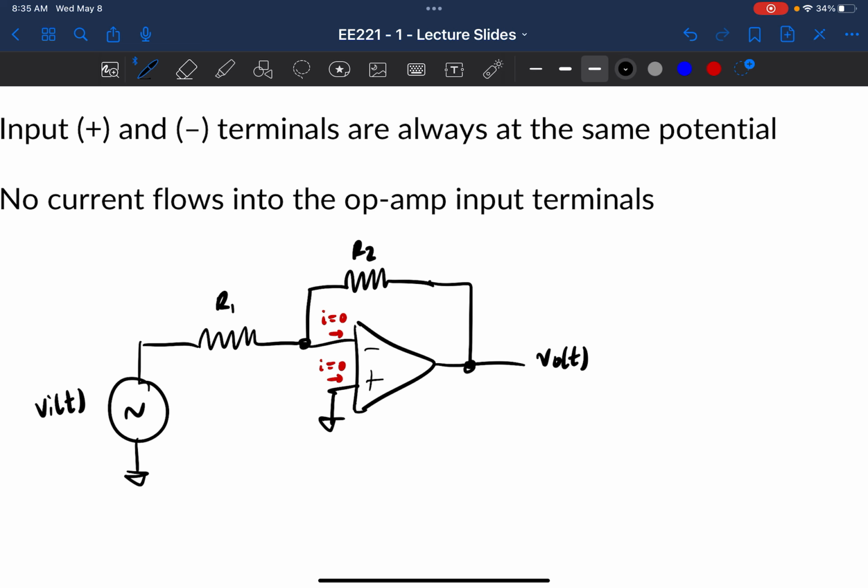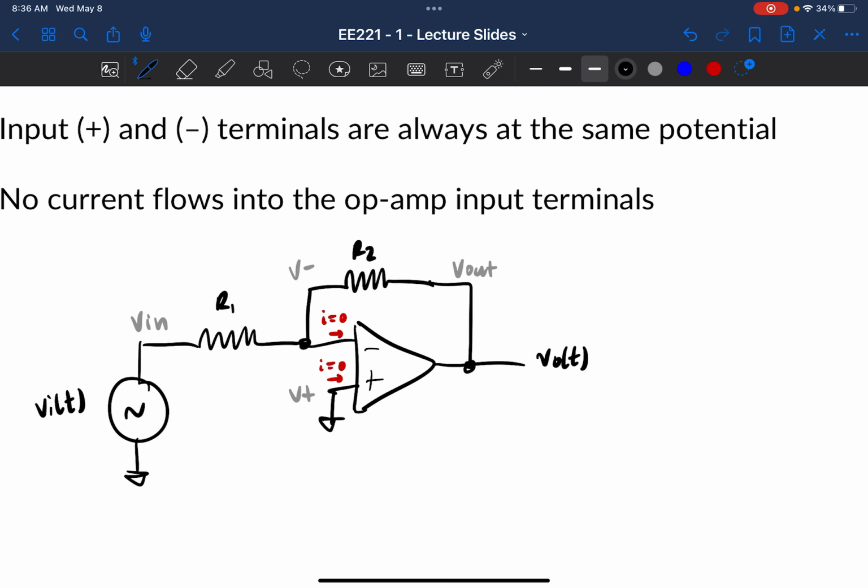And so I can call this node right here V in. I don't necessarily need to label all the nodes, but I could, so let me do it in a different color. I'll do it in gray. I'll call this node V in, this is my V minus node, this is my V plus node, and then this is my V out node. And the signal at V out is this V out of t signal. So that's just me labeling my nodes.